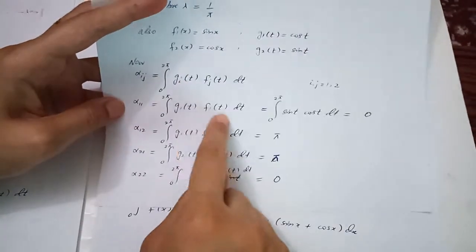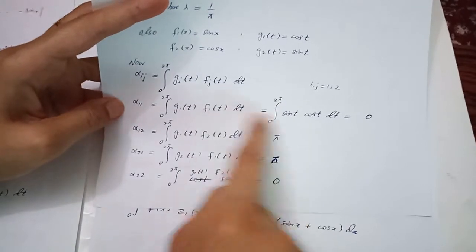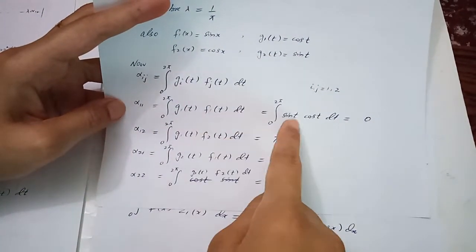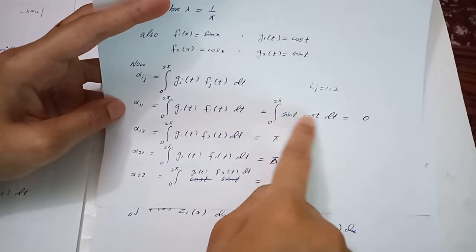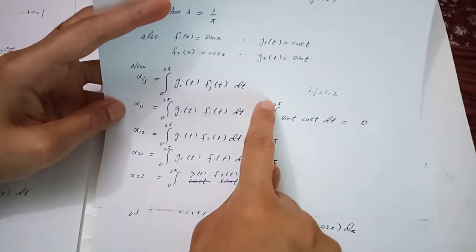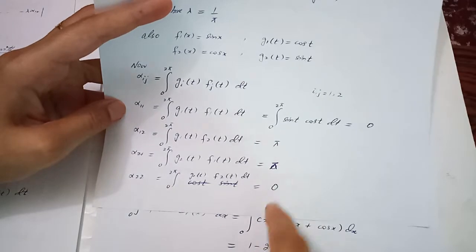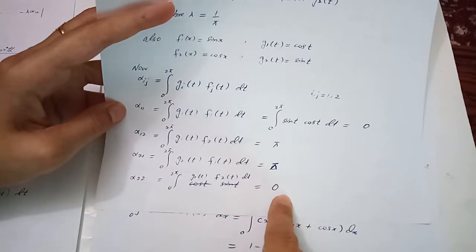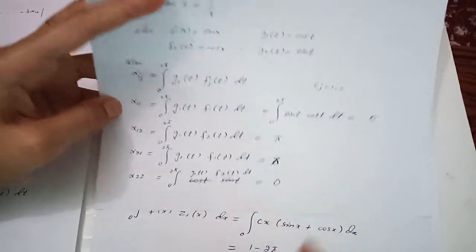Just plug in the values here. g1 is sin t, f1 is cos. All of them are in t, so just convert them in t as well. Integrate it. After integration, apply the limits of integration. I got these answers. This is up to you now. You have to solve this integration and get the answers.